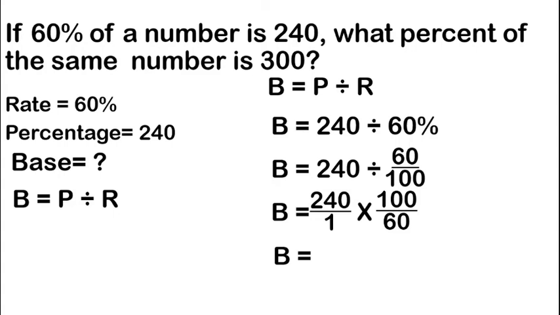So now we can multiply directly. 240 times 100, that is 24,000, divided by 60. As you can see here, we have 0 in your divisor, so we need to cancel out one 0 also in our numerator. So the remaining would be 2,400 divided by 6. So we divide it, and we got 400 as our base.